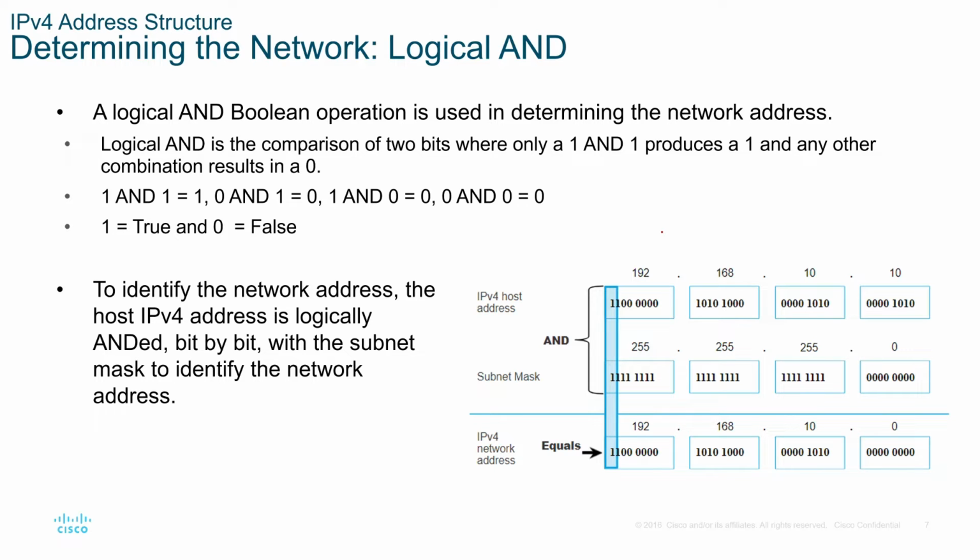So to identify the network address, the IPv4 address is logically ANDed bit by bit with the subnet mask to identify the network address. Think of somebody who paints cars. If they don't want paint on a particular part, they mask it off with paper. We are doing that for the network portion so that we keep the network portion. And we are allowing the host portion to be painted over and become all zeros.